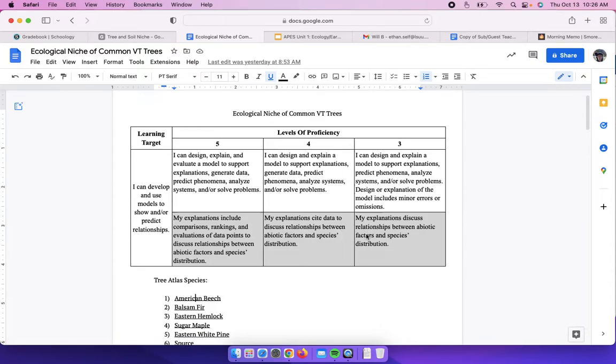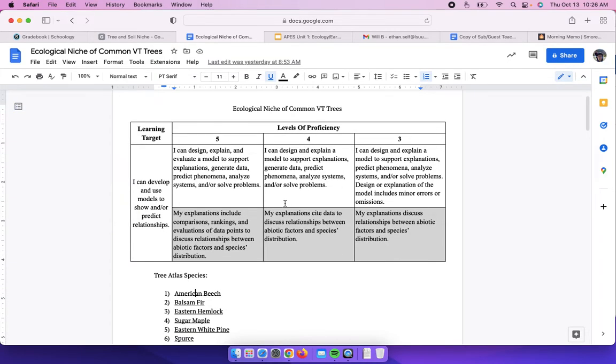Quick video overview that is looking at the ecological niches of common Vermont trees. Now, in terms of your work, you are going to be using models that have been developed by the United States Forest Service through the United States Department of Agriculture to consider different ways in which trees in Vermont may or may not be leaving or entering or changing their distribution and density.